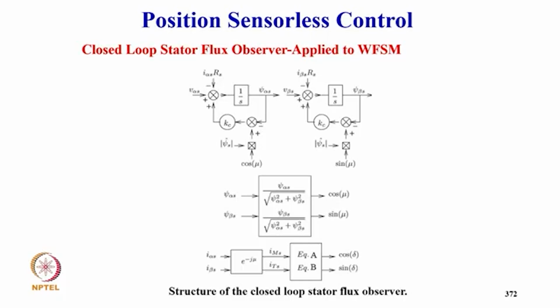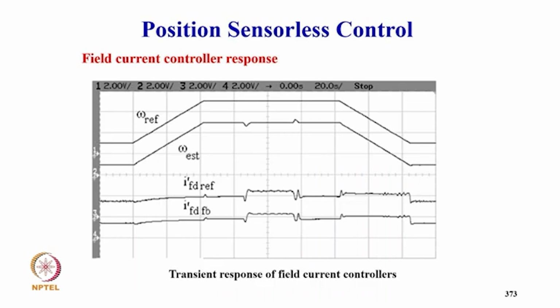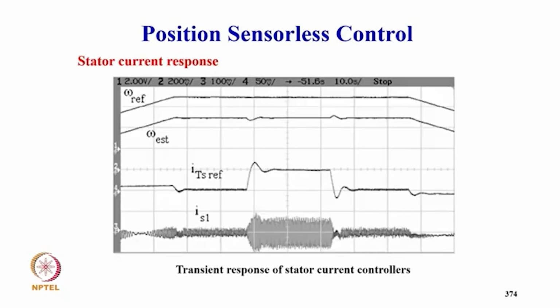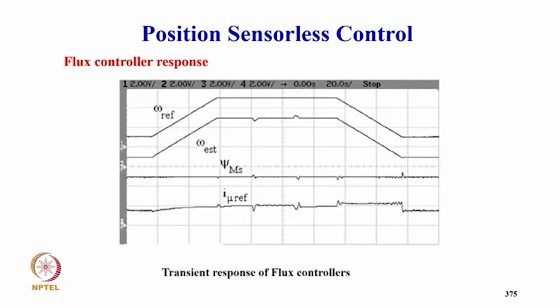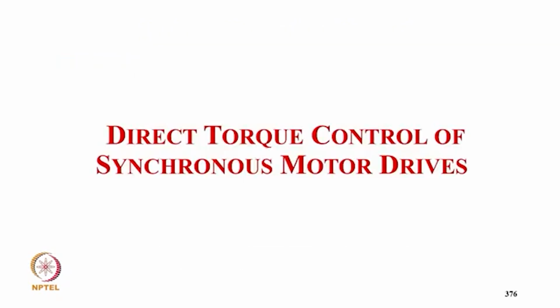And this is the closed loop observer applied to the wound rotor machine: how you are getting the flux from voltage, similarly for the alpha beta axis, and then you are getting the angle, and from these currents you are able to get Its, Ims, and all the equations. And these are the transient responses of the field controller: reference speed, estimated speed, your IFD reference, and IFD. These are typically the results with the stator current IS, then Its, and then your estimated speed and your reference speed. This is for the transient response of the flux controller.